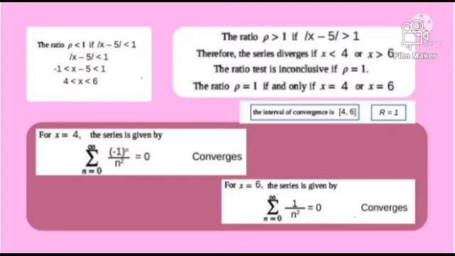Next is, ang ating x is equal to 6. So, ganun din ang gagawin natin. The series of n starts from 0 to infinity is 1 over n raised to 2 is equal din sa 0. So, mag-converge din siya. So, ang ating interval of convergence is 4 to 6 at ang ating radius is 1.